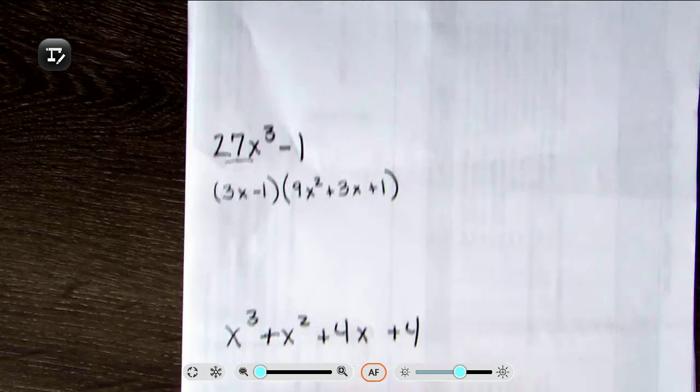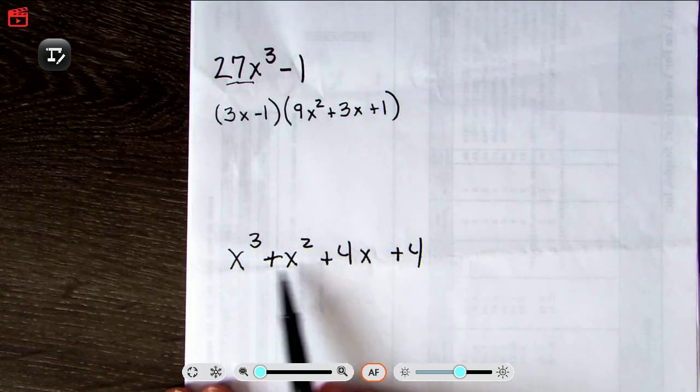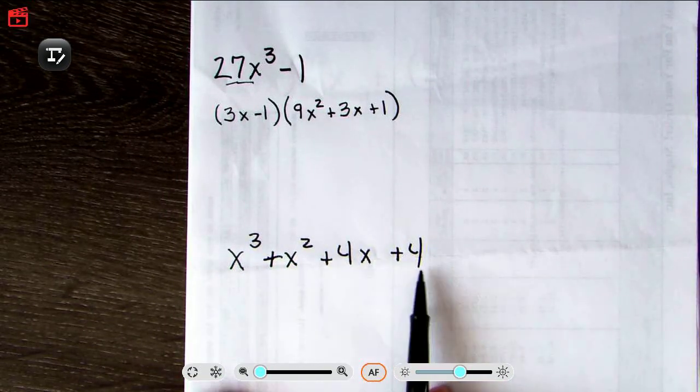All right, another one on this page. x cubed plus x squared plus 4x plus 4.